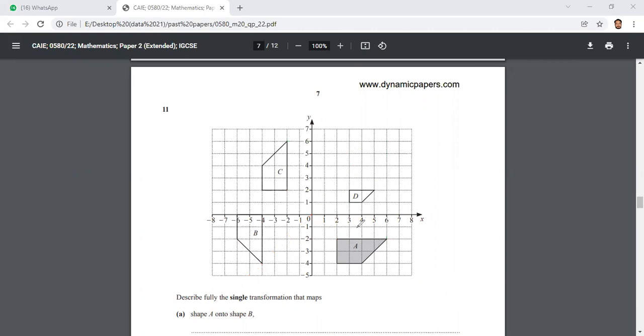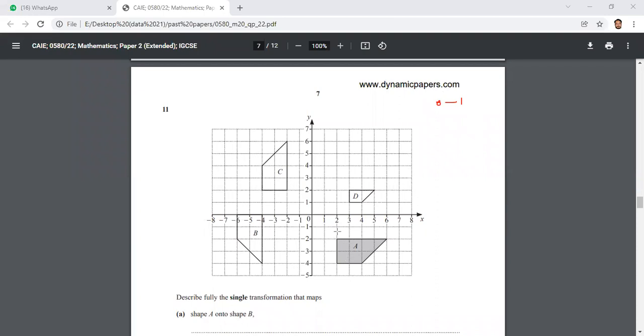Shape A to shape D. You can see clearly it is an enlargement, where A represents the object and D is the image. When the image is smaller than the object, the scale factor must be between 0 and 1. So let's see. We will try to find out what the scale factor is. Now, how to find the scale factor? We will try to draw a few lines.